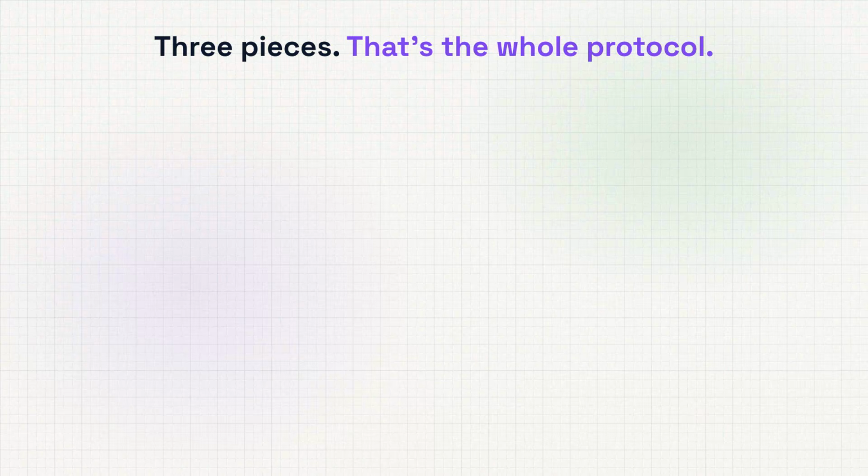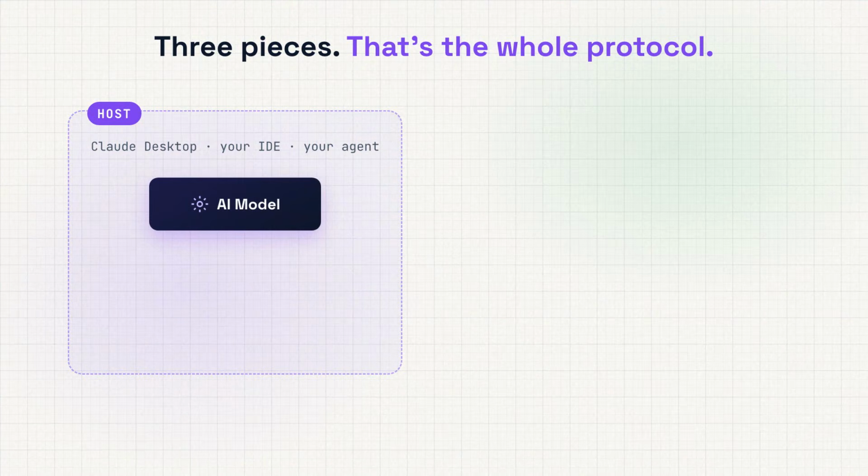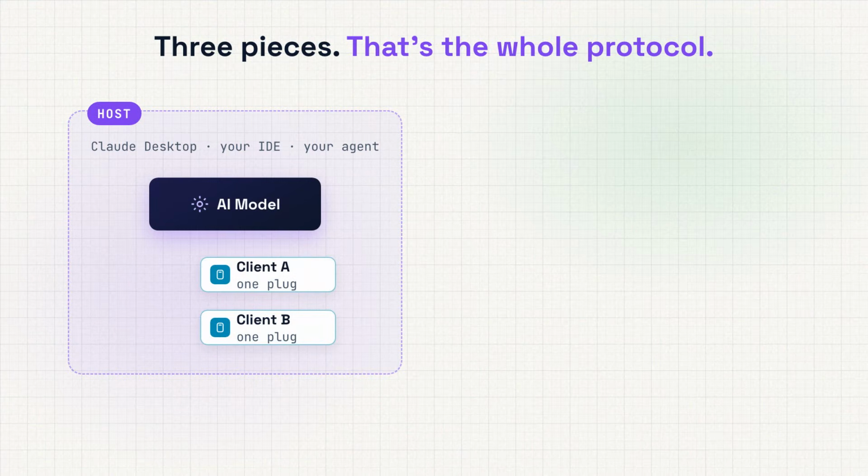So, how is MCP actually built? Good news, there are only 3 pieces. First, the host. That's the app you're already using. Claude Desktop, your IDE, your own agent. It's home base and the AI model lives inside it. Inside the host, for each tool it wants, the model spins up a client. Think of a client as a single plug dedicated to one connection.